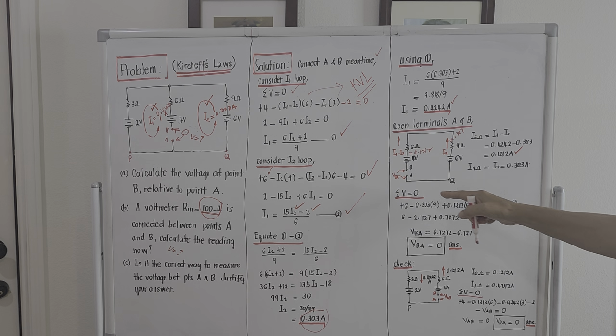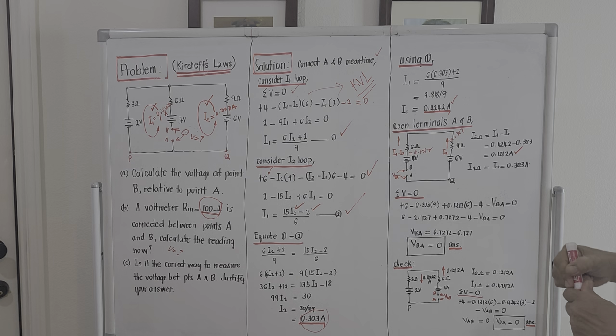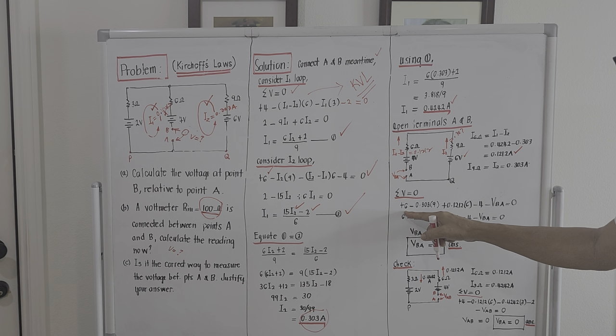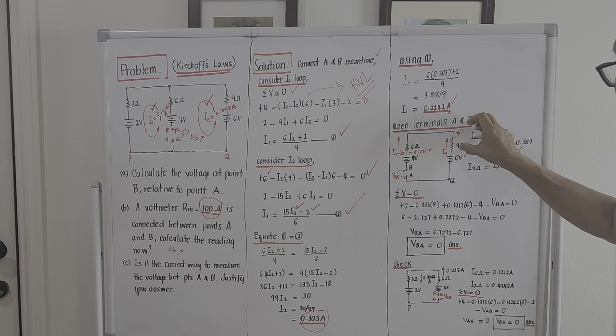Okay, let's take the summation of the voltages, and they should be equal to 0. Kirchhoff's voltage law. We start with the 6 volts. So 6 volts is a plus, minus the drop here.